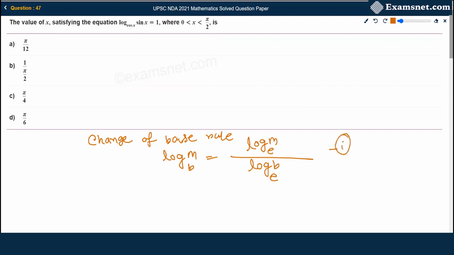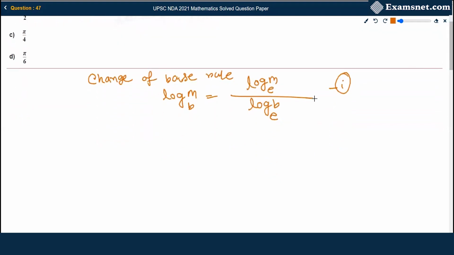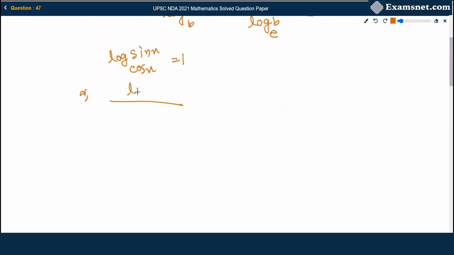Let's name it 1. So let's now write what is given in the question, that is log of sin x to the base cos x equals 1, right? According to the change of base rule, we can write it as log sin x to the base e by log cos x to the base e equals 1. The base e can be neglected. Let's do the cross multiplication. Log sin x equals log cos x, correct?